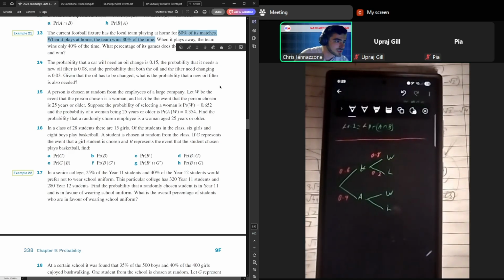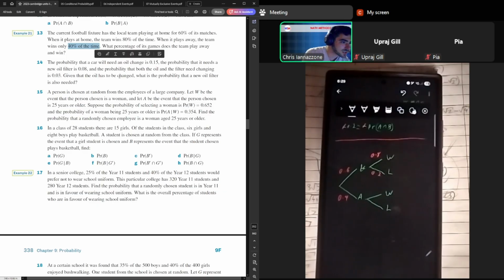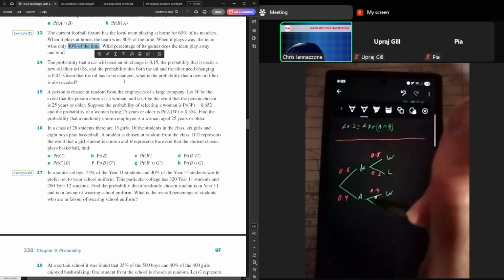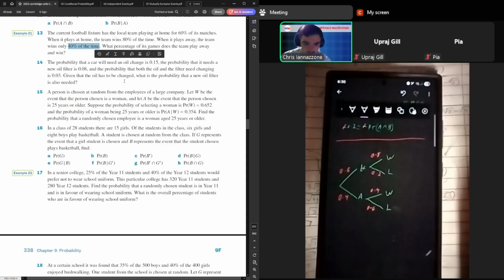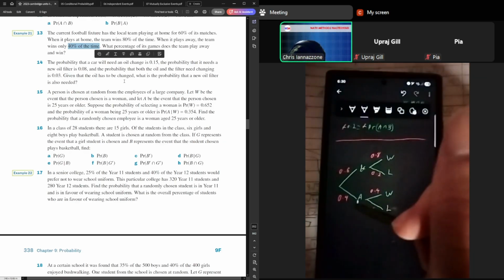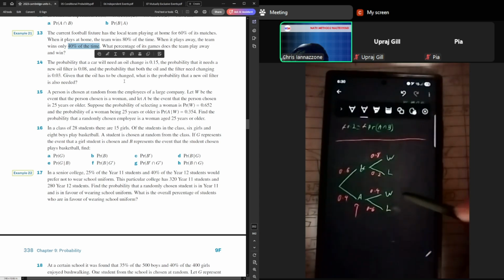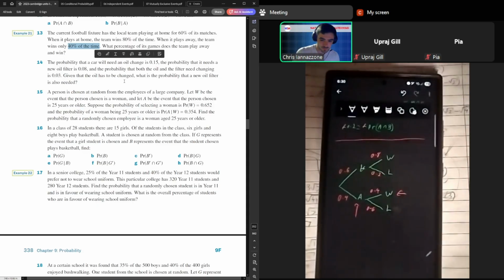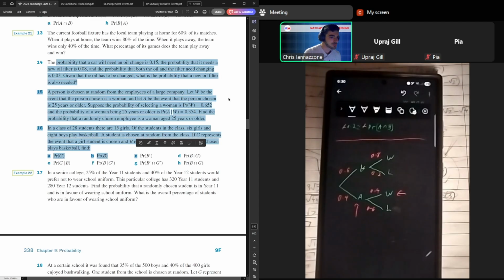There you go: when it plays away, the team wins 40% of the time. So you do your 0.4 there, your 0.6 here, and then answer whatever the question is, which is what percentage of games the team plays away and wins. Away and win means you go here, then here, hence 0.4 times 0.4. So a lot of these are probably better done with a tree diagram.